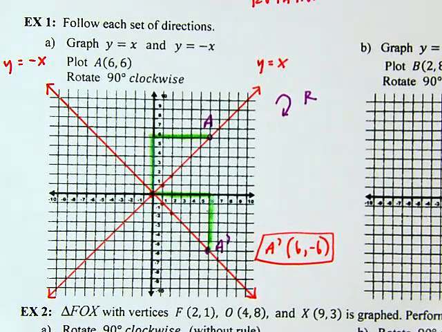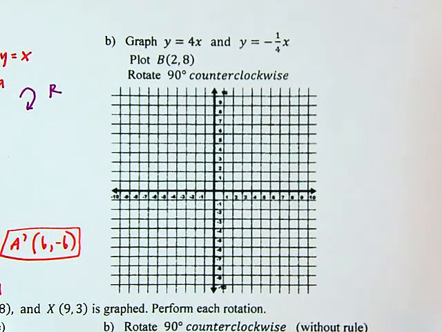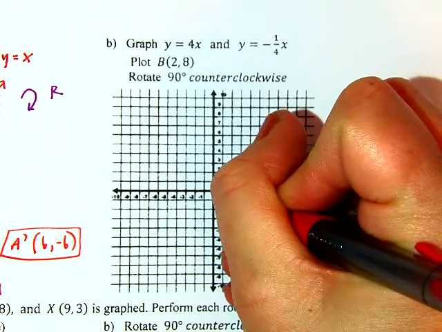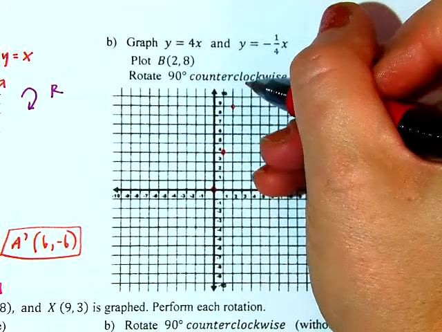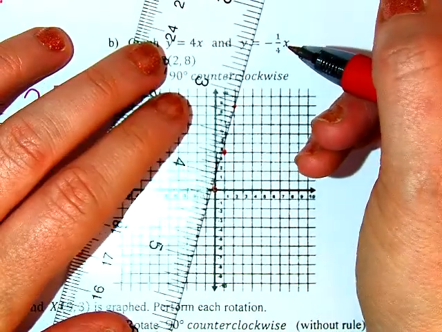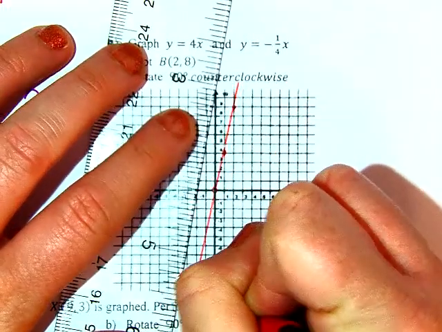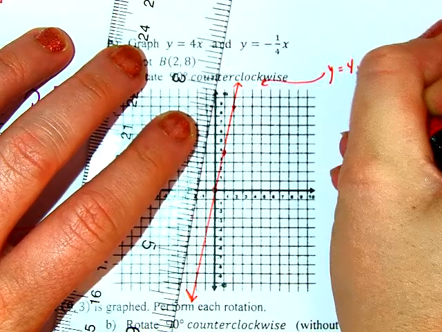All right, next problem, very similar. So here I'm starting with graphing y equals 4x and y equals negative 1/4 x. So again, those slopes are opposite reciprocals, so we know that they are perpendicular pathways. So the first one, starting at the origin, up 4, right 1, up 4, right 1, that is this pathway. So that was y equals 4x.